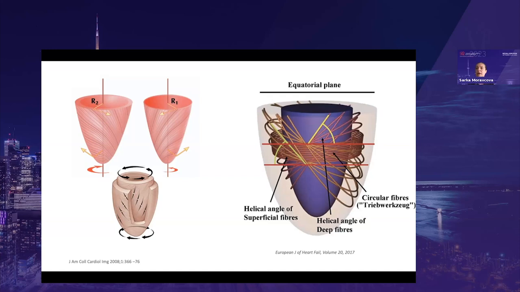In the sub-epicardial location, the fibers are oriented in a left-handed helix. In the sub-endocardial location, it is a right-handed helix. And the mid layer has circumferential orientation. The circumferential fibers decrease the minor axis, and the oblique fibers shorten the longitudinal axis.